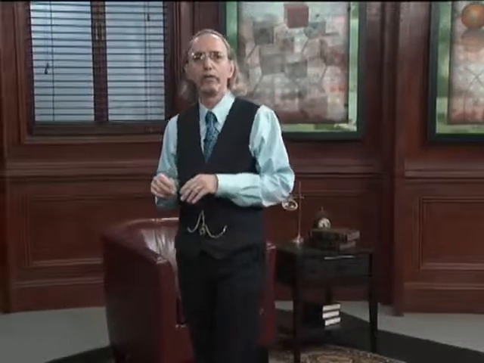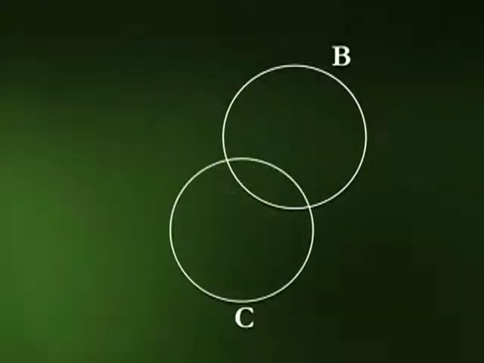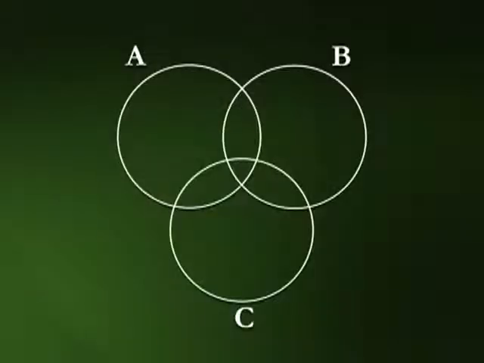In order to use Venn diagrams to track validity, we need to overlap three circles into a triangular Venn diagram. Our first proposition, linking categories A and B, will look something like this. Our second, linking B and C, will look something like this. Our third, linking A and C, will look like this. All three categories and all three propositions come together in the syllogism. We put them together like this.